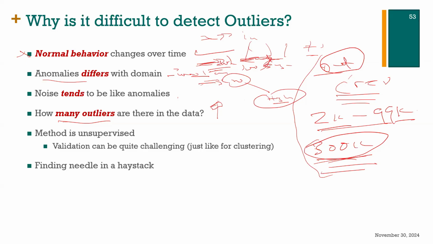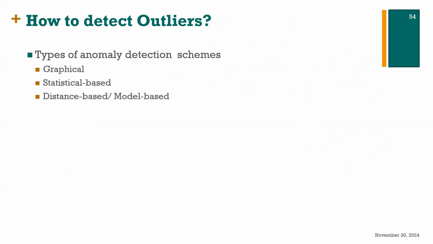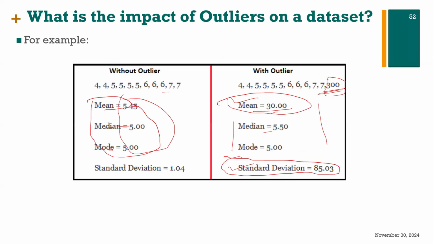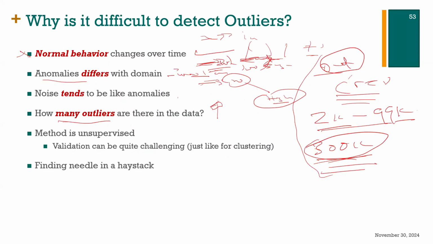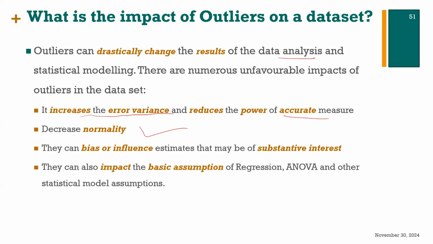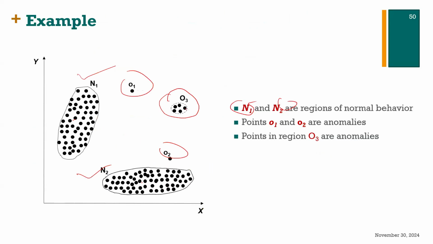We usually use unsupervised methods for the detection, for example, clustering. We try to say, okay, if we cluster the data, this is an example of clustering. You try to cluster your data into two.